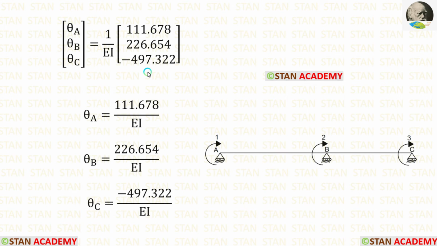The slope values will be according to the coordinates. The first coordinate is the point A. So first we will get theta A. The second coordinate is the point B. So here we will get theta B. The last coordinate is the point C. So here we will get theta C. In this problem, we have found the unknowns. Now we can make the slope deflection equations and apply these values and find the final moments.